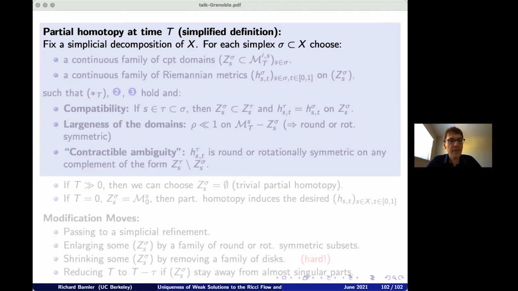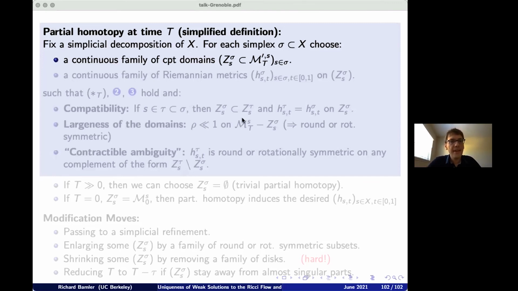Now for each simplex sigma, we're going to choose again these domains C sigma S. Okay? So these should be compact smooth domains. Recall that in the simplified proof, we chose these domains C sigma S, which were basically the manifold minus a few disks or minus a few balls.